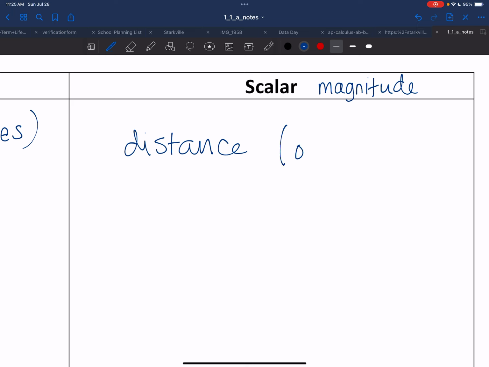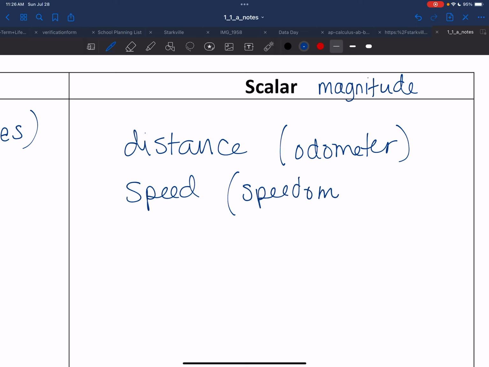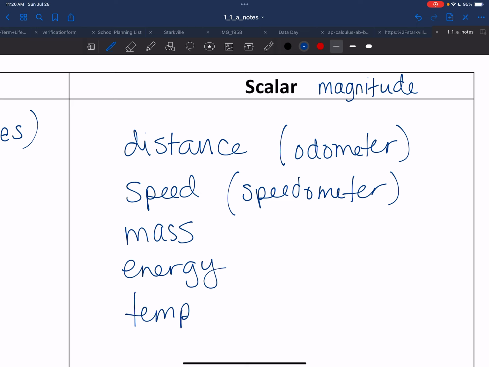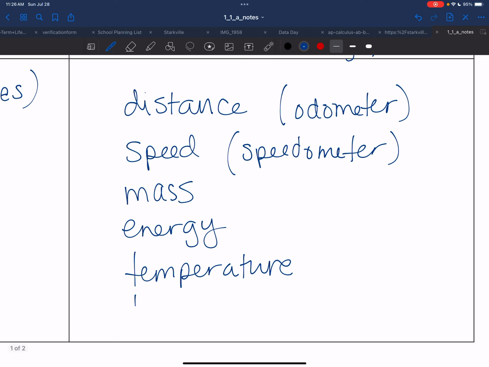So think of that as your odometer in your car. So it just tells you how far you've gone, how many miles you've driven. Speed is also just a scalar quantity. It's only telling you how fast you go. So that would be similar to your speedometer. Mass is a scalar quantity. Energy, you either have it or you don't. Energy. Temperature. That's another scalar quantity. And time.